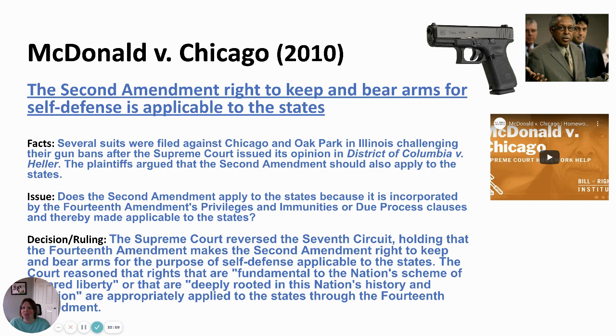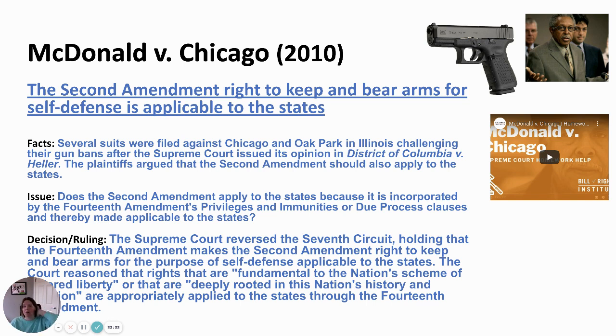So several suits were filed against Chicago and Oak Park in Illinois challenging their gun bans after the Supreme Court issued an opinion in District of Columbia v. Heller. And the plaintiffs basically argued that the Second Amendment should apply to state and local governments as well. So this was an attempt to incorporate, or apply, that Second Amendment right to keep and bear arms to state and local governments. So the issue was, does the Second Amendment apply to states because it is incorporated by the 14th Amendment's privileges and immunities or due process clauses and thereby made applicable to the states?